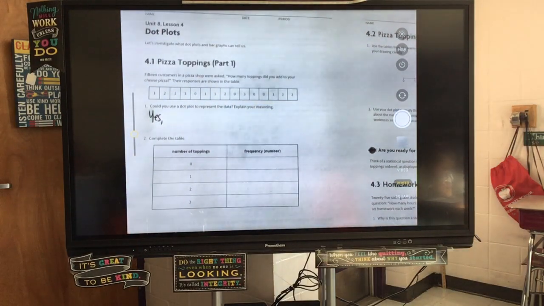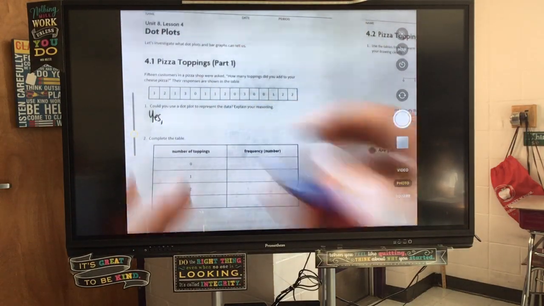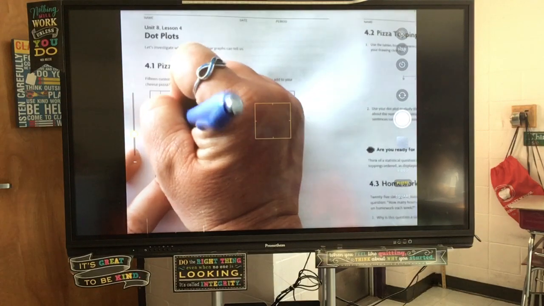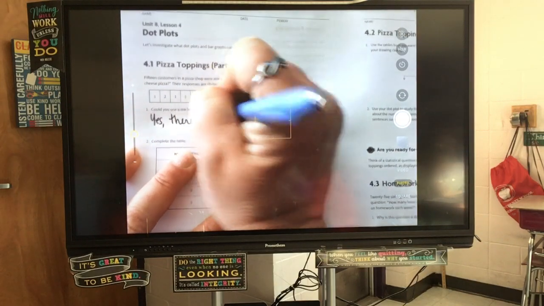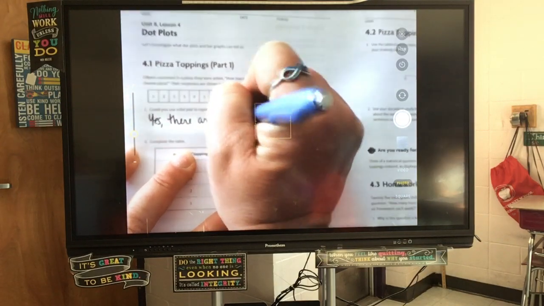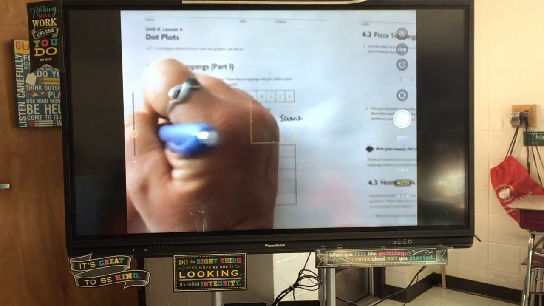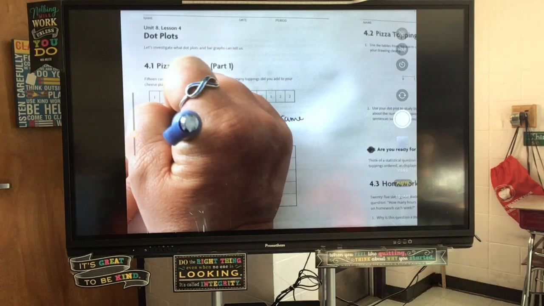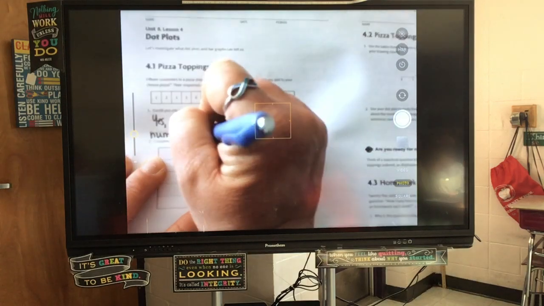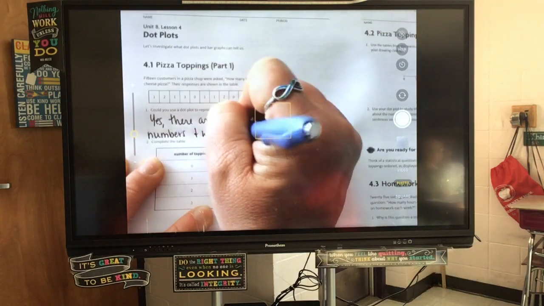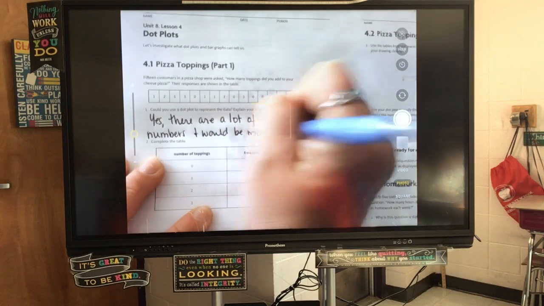Because there are a lot of listed numbers and so it would be more efficient to use the dot plot. You said it would be more efficient? Right, that would make it work.